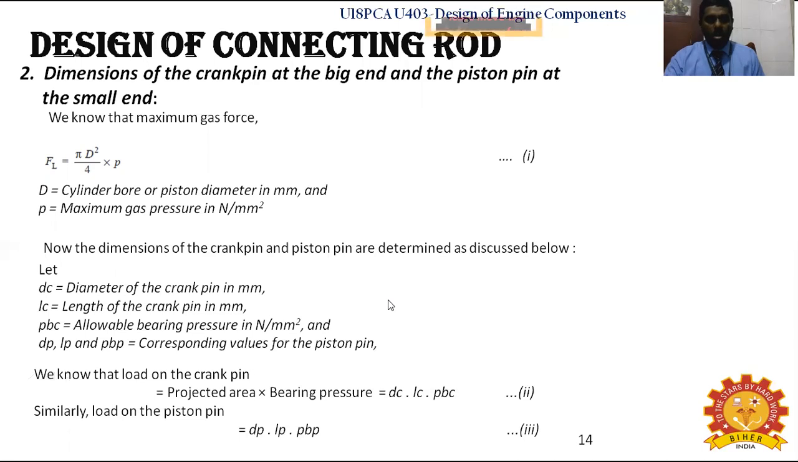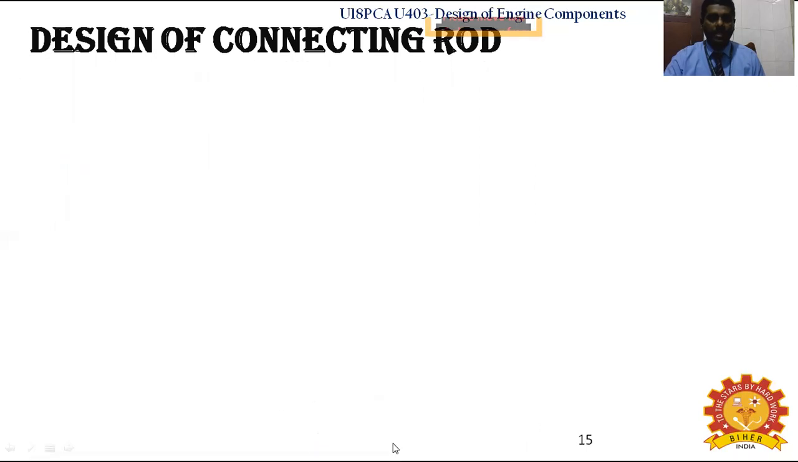So we know the load on the crank pin is the projected area into bearing pressure. The projected area will be the diameter into length, into the pressure p suffix bc. Similarly, the load on the piston pin is the diameter of the piston pin and length of the piston pin into the bearing pressure on the piston pin, whatever it is. That will be the load on the piston pin. Load means area into pressure, so area into pressure is going to give you that.